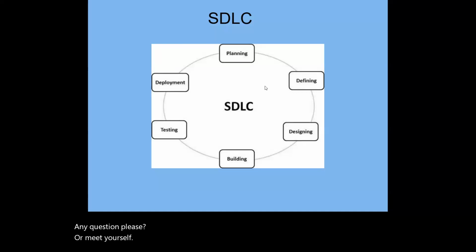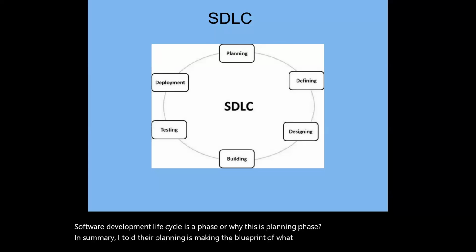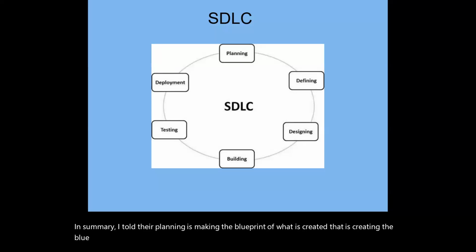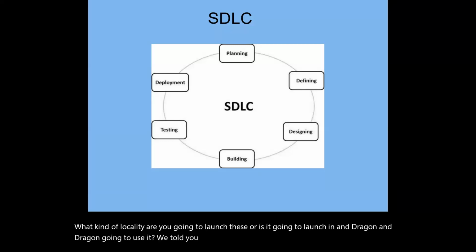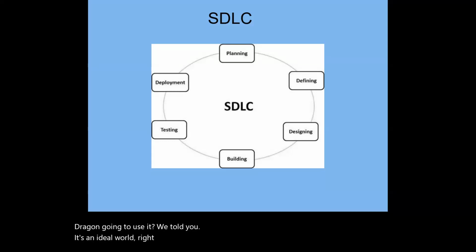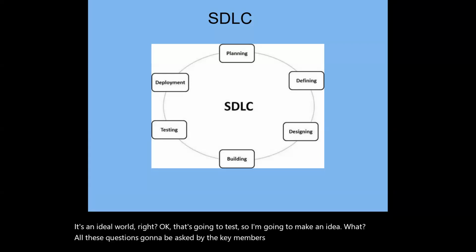SDLC, the software development lifecycle, has phases. This is the planning phase. In summary, planning is making the blueprint of what needs to be created. You want to launch your Facebook, your TapTap or TikTok. What locality are you going to launch this in? Does it require launching in Nigeria? Will Nigeria use it? We told you it's an ideal world, right? So are we going to make it an ideal world? All these questions are going to be asked by the QA members too in that large meeting.